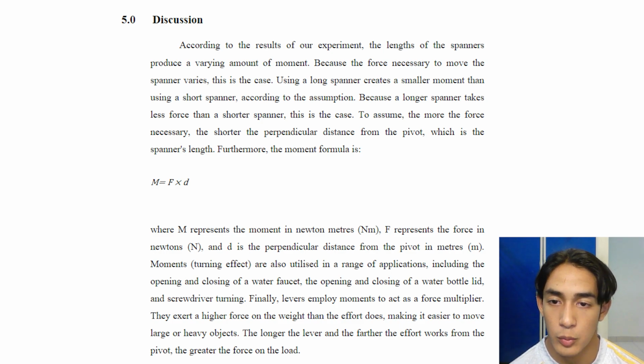Finally, levers employ moments to act as a force multiplier. They exert a higher force on the weight than the effort does, making it easier to move large or heavy objects. The longer the lever and the further the effort works from the pivot, the greater the force on the load.